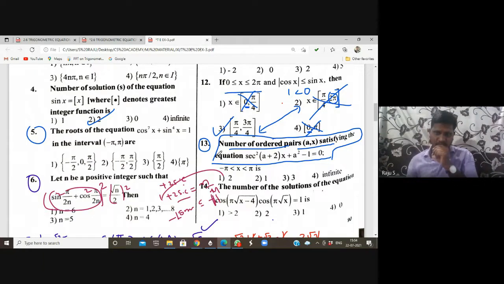Students, how can we find the number of ordered pairs which satisfy this equation? So x must be minus 182 plus 180. Now itself it becomes, I think you feel all the questions are very easy.